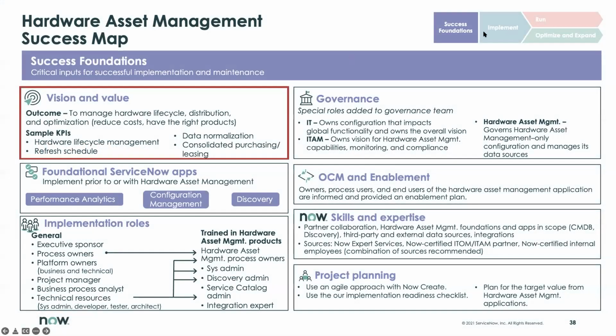Okay, so again, I can send this deck out afterwards. This is the hardware asset management success map. We also regularly update this. So feel free, I linked everything at the end, go in there, look at the most recent version. But for the hardware asset management success map, right, we start at success foundations, and this gives you our take on best practice, vision, value, governance, foundational ServiceNow apps, and so on.